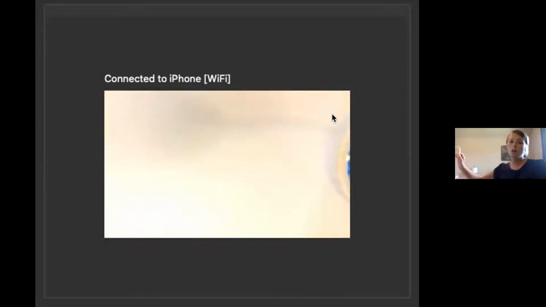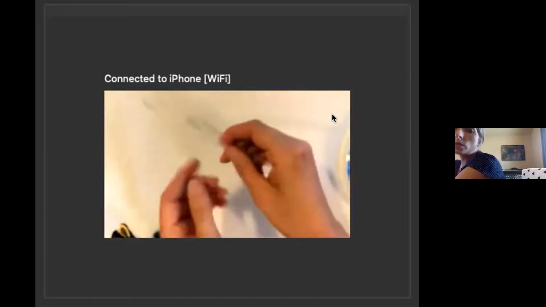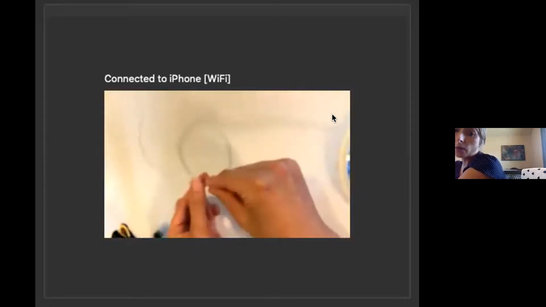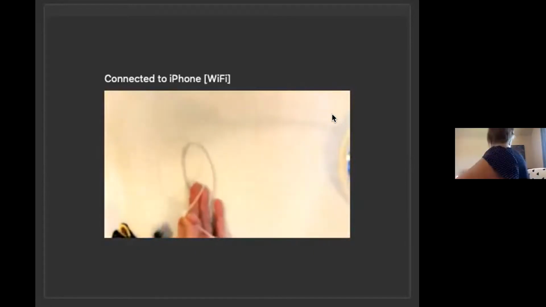I really love zip ties, which sounds crazy, but if you put a zip tie in backwards, which is just kind of hard to see.